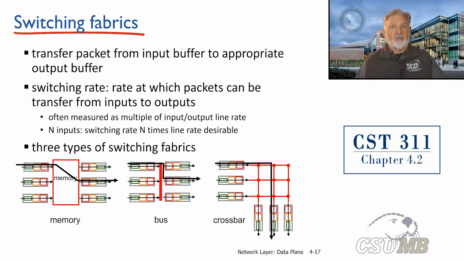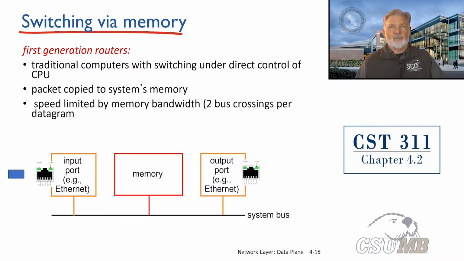The switching fabric in a router transfers the packet from the input buffer to the output buffer. The switching fabric technology has evolved to process the ever-increasing internet traffic. The three basic types of switching fabric are memory, bus, and crossbar. The first generation routers use simple switching via memory. All the ports are connected to the same bus. 2 bus crossings are required to copy the packet into memory and then retrieve it from the same memory, thus limiting the switching speed.